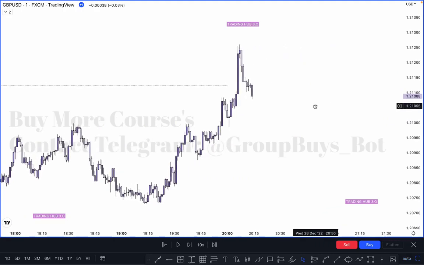If you are using 15 minute as a higher time frame, then you have 1 minute for the entry time frame. If you are using H1 as the higher time frame, then you have to take entry based on the 5 minute chart. If you are using 4 hour as a higher time frame, then 15 minute is the entry time frame. So let's see what happened next here.